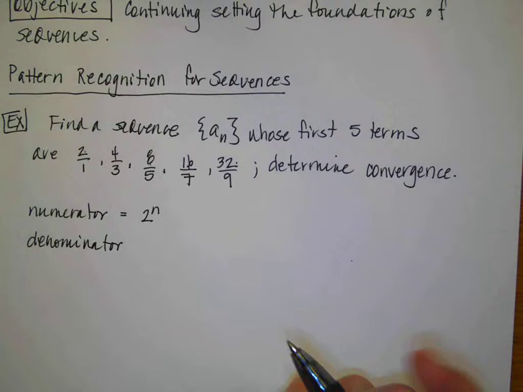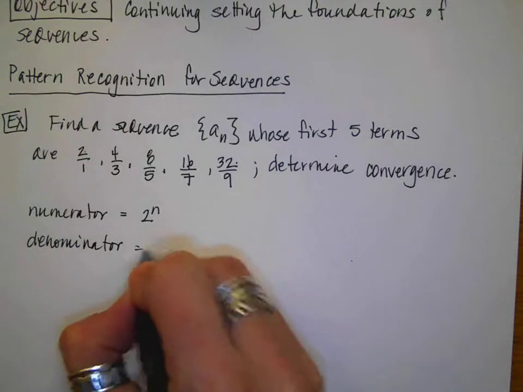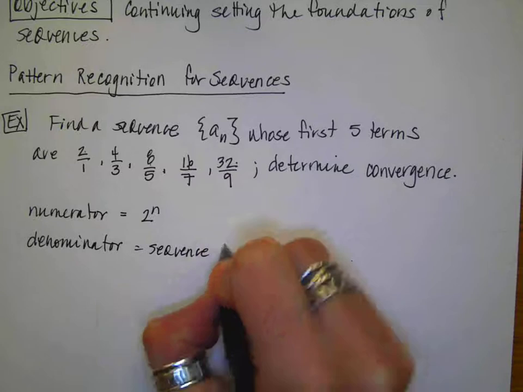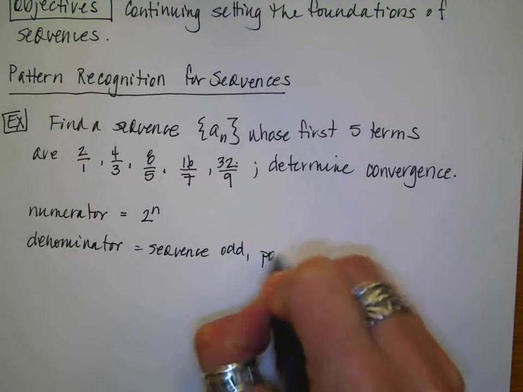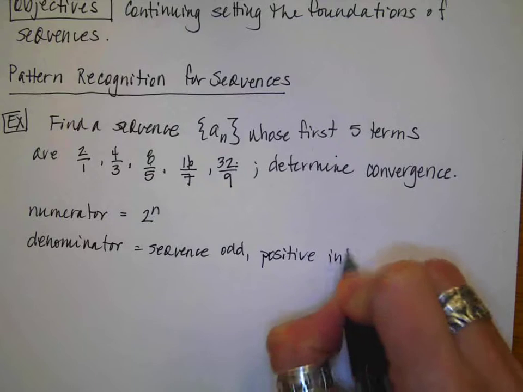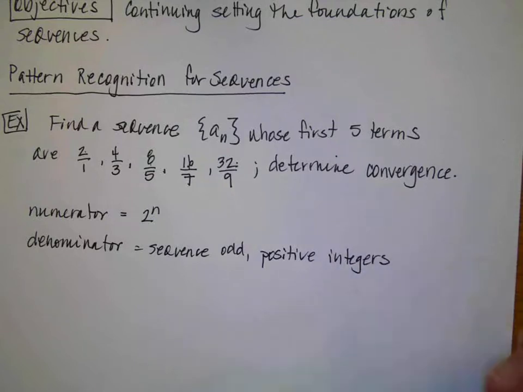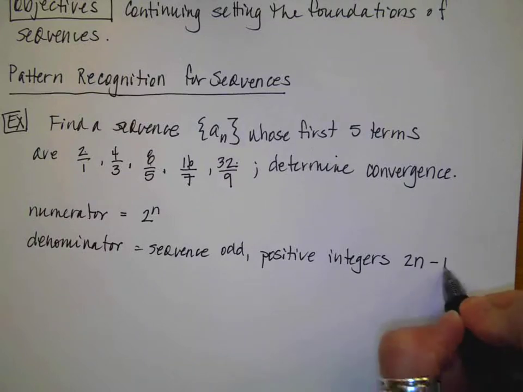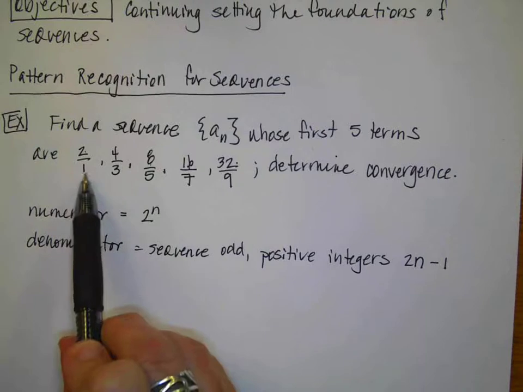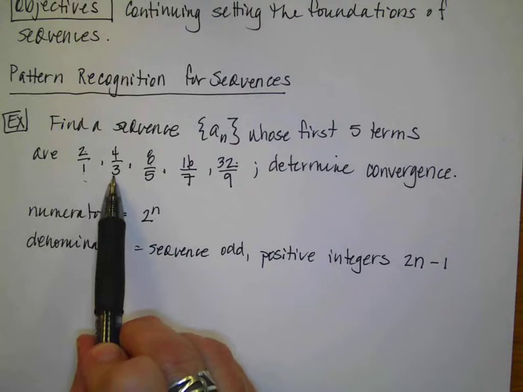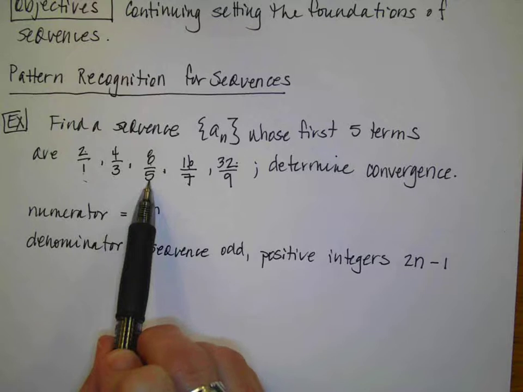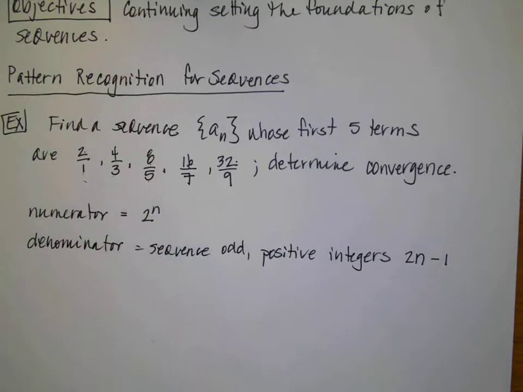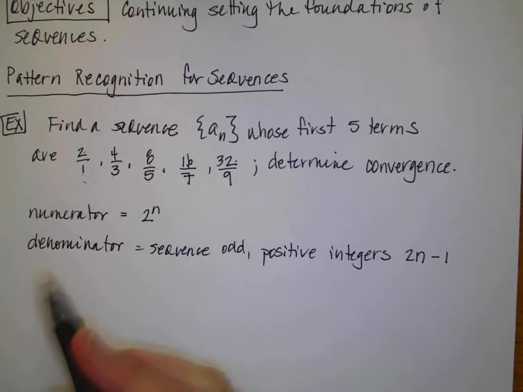And then the denominator is a little bit harder, I believe, and then it is the sequence of odd positive integers. So one of the ways that I could write an equation for that would be 2 times n, its position, minus 1. So if I verify that, this position is 1, so 2 times 1 is 2, minus 1 is 1. 2 times 2 is 4, minus 1 is 3. 2 times 3 is 6, minus 1 is 5. So then I would actually get the terms of my sequence.